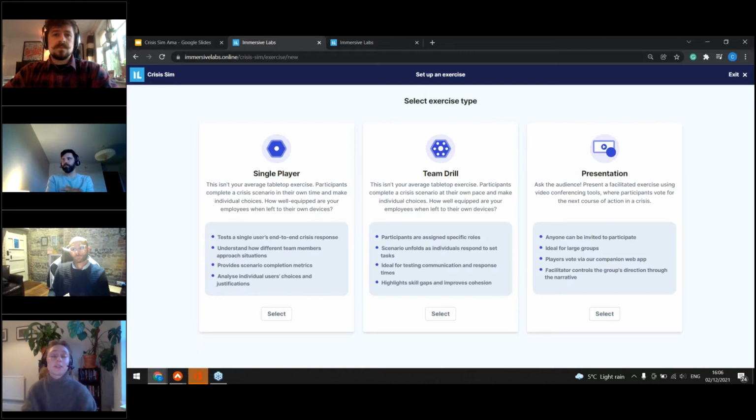Then we've got drills. So this is a scenario in which multiple people can play one scenario together. So there'll be different roles assigned to different choices, and then each person will make their choice and it will sort of hand off to the next member of the team. So the person before you's choices will affect what you get next. And then we've got the type of scenario we'll be running through today. So that's presentation. So this is where I can ask the audience, I will facilitate it for you, and you can make choices that will affect the scenario.